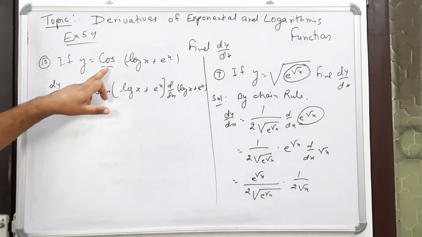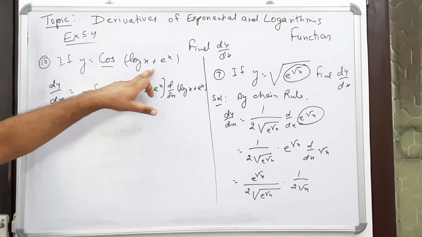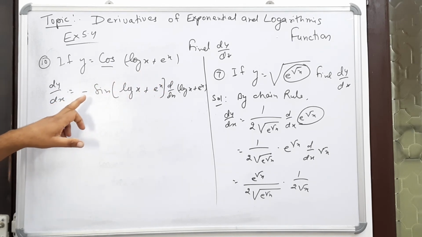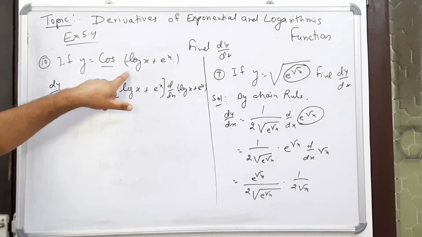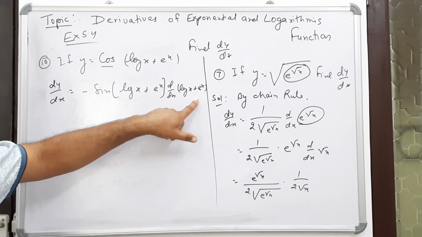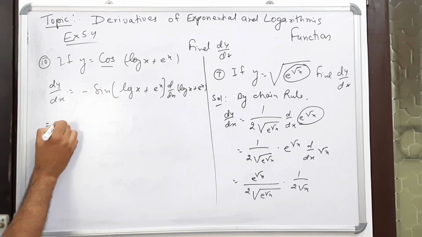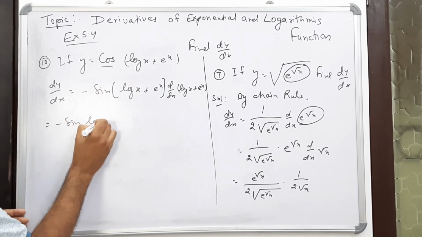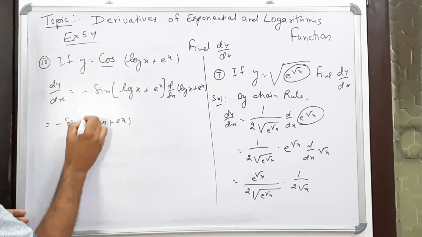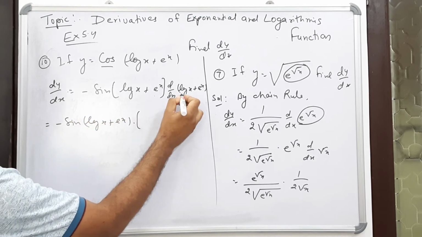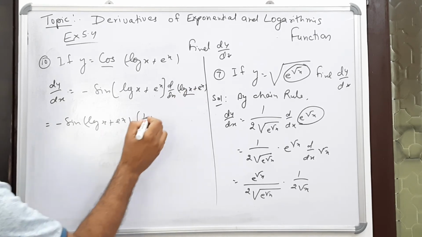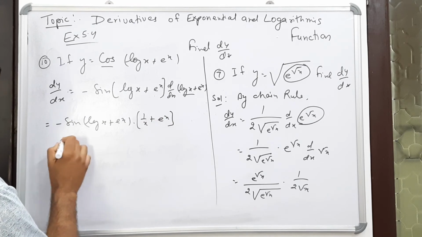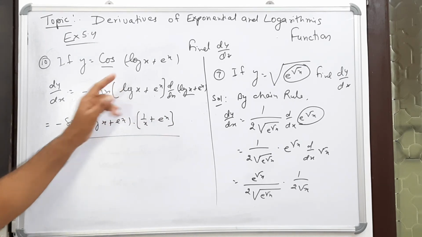Please see this. Cos of log x plus e power x, so it is minus sine. Cos will be minus sine, and this part will remain as it is. Now because it is not x, we will take the further derivative. The next step is minus sine of log x plus e power x, and now you see the derivative of log x is 1 by x, and the derivative of e power x is e power x. So this is the final answer for this particular sum.